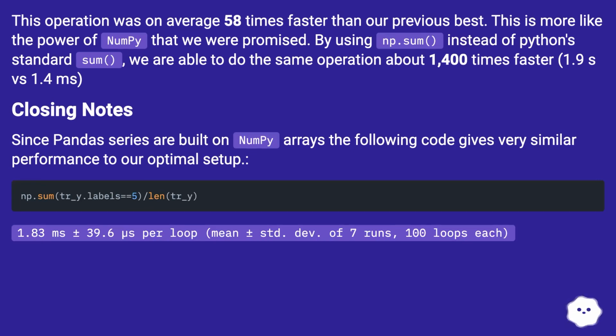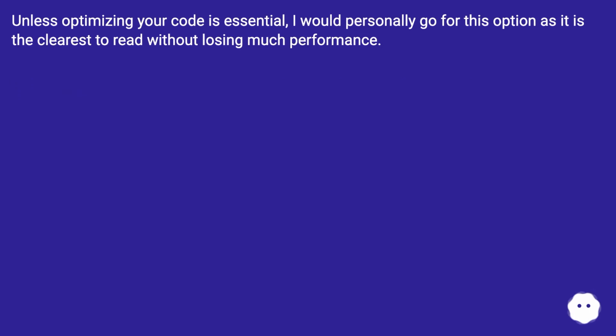Since Pandas series are built on Numpy arrays, the following code gives very similar performance to our optimal setup: 1.83 milliseconds plus or minus 39.6 microseconds per loop, mean plus or minus std. dev. of 7 runs, 100 loops each. Unless optimizing your code is essential, I would personally go for this option as it is the clearest to read without losing much performance.